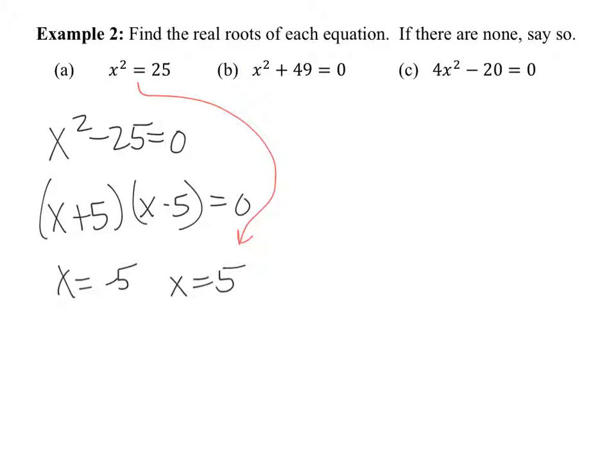Now, what I want to do here is think about it this way. Move the 49 over. Because it can't be factored, unfortunately, part B. Can you think of a number, when squared, that gives you negative 49?